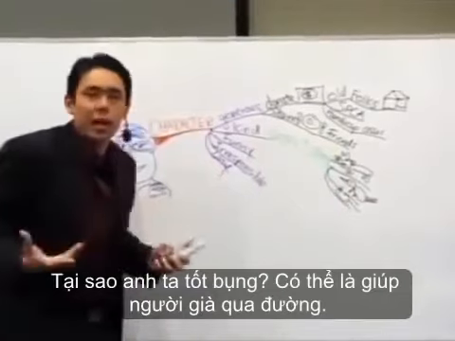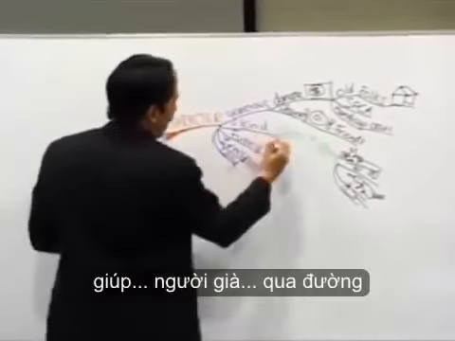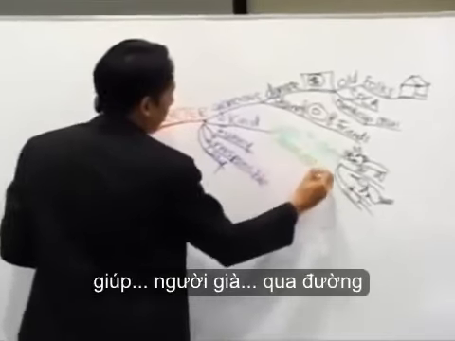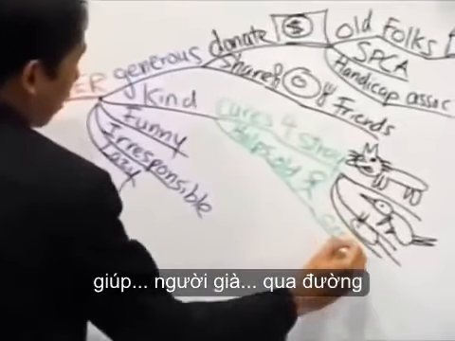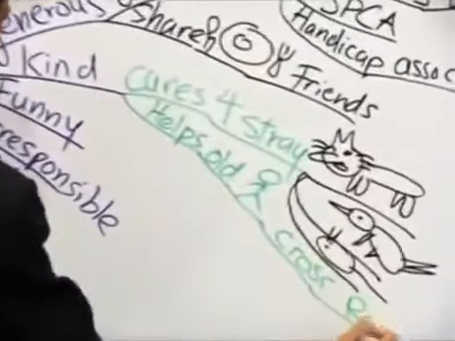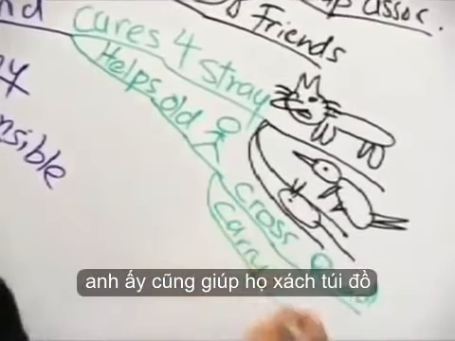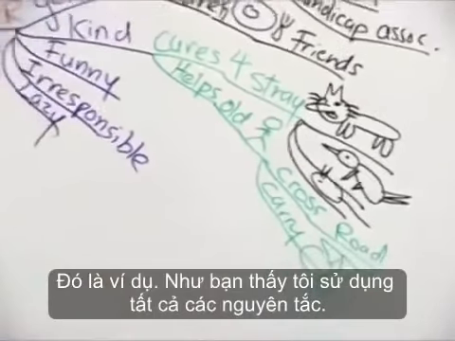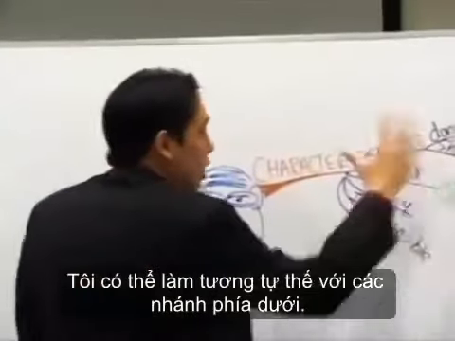Or why else is he kind? Maybe he's kind because he helps old people across the road. So helps old men cross road. And maybe he also helps the old man carry bags. Right? So I'm just giving you some examples over here. So as you see, I'm using all the principles, all the rules. So similarly, I'll add in more details for each of these main points.